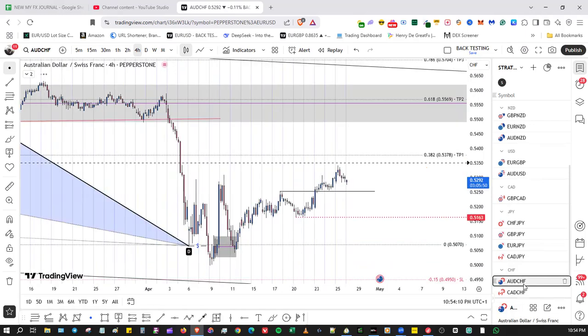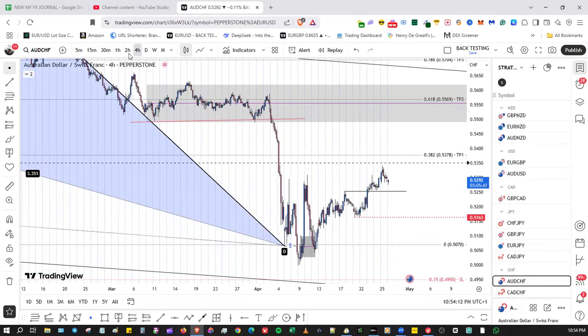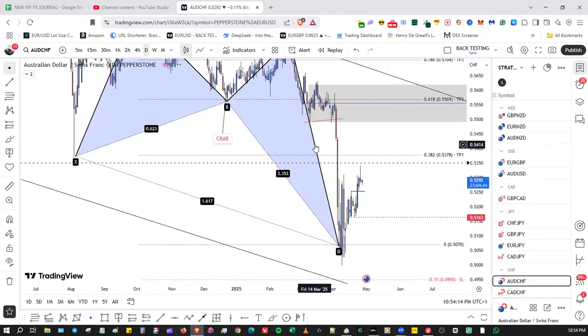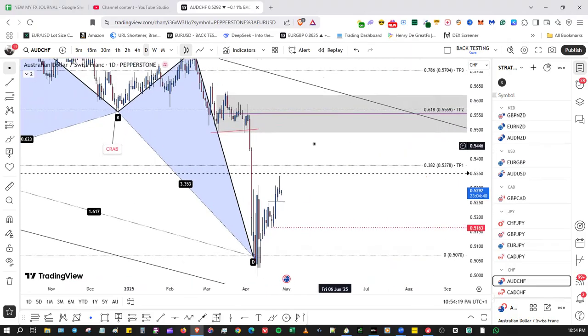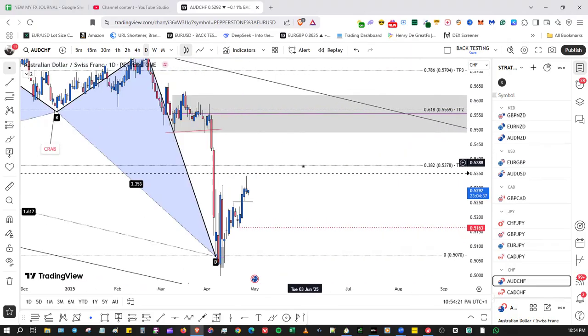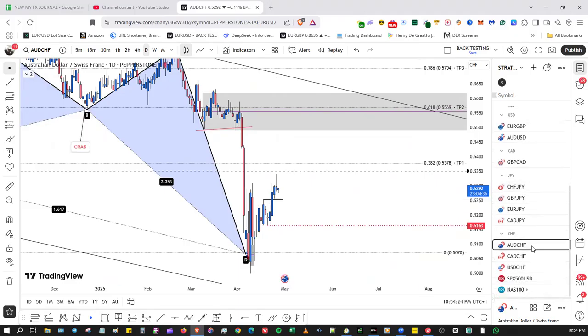Okay. AUD, we are still holding this trade from last week. We want price to push to this and fill all this imbalance and probably tap into this other block, which is our final target for this buy. Okay. So let's see what happens.